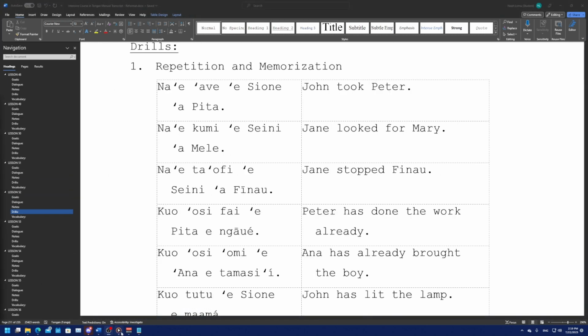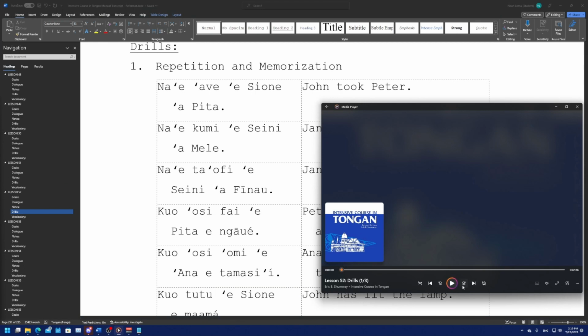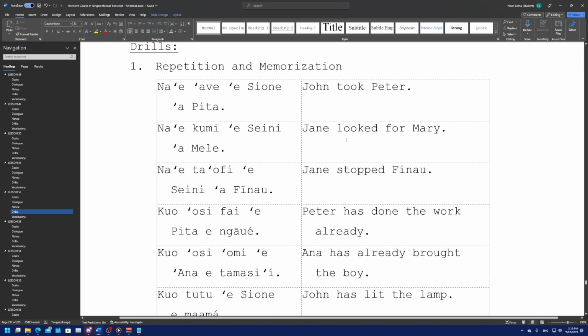Let's pull out the drills. Lesson drills. Repetition and memorization. Na e ave e sione apita. Na e ave e sione apita.